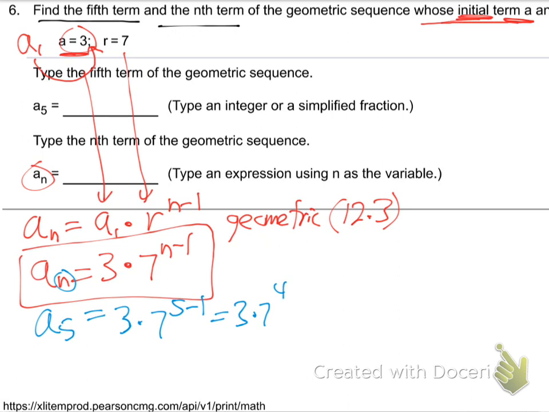3 times 7 to the 4th. Somebody got that? 7203, my calculator said. 7203. All right.